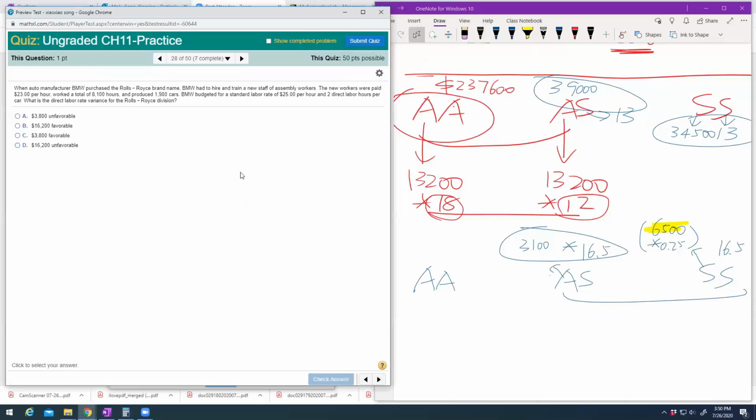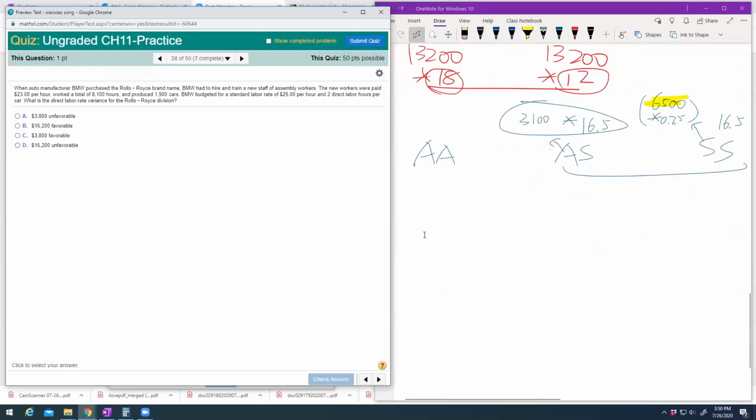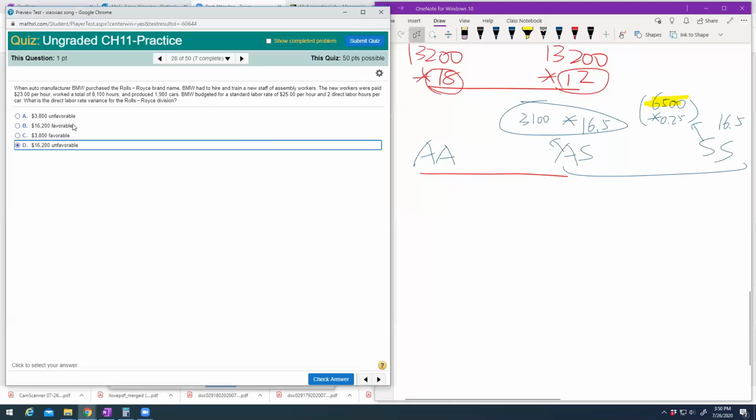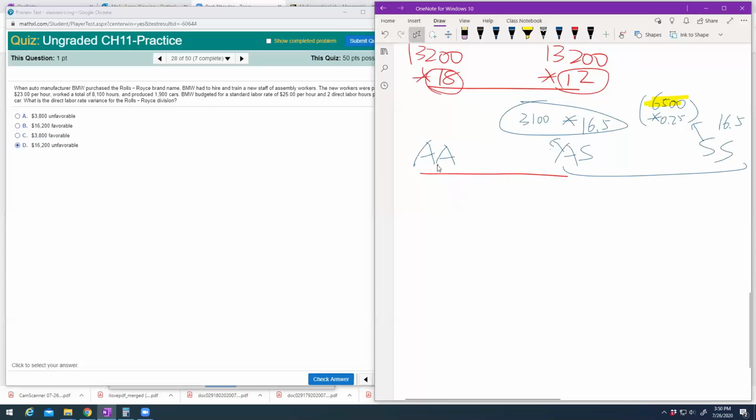Now, next one, asking about the rate variance. So we still look at this one. We look at rate variance together, actual and standard. Let's say you manufacture this. So actual is 23. Work total actual is 8,100, and based on the standard is.